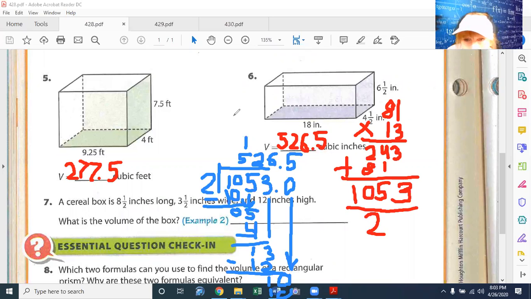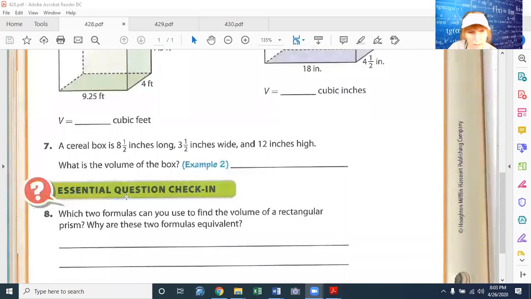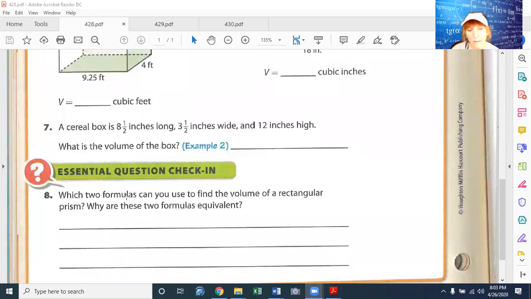Let's clear our stuff. So number 7 says, a cereal box is 8.5 inches long, 3.5 inches wide, and 12 inches high. What is the volume? You're going to multiply those 3 numbers together. So give that one a try at home.